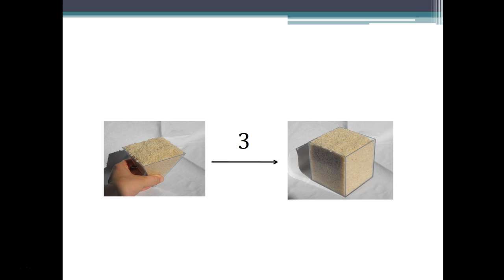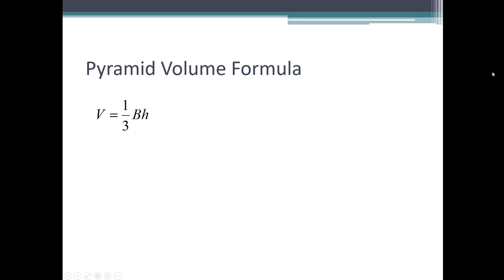So what can I say then about the pyramid's volume related to the prism's volume? Well, if it takes 3 pyramids to fill the prism, then that means the pyramid is 1/3 of the volume of the prism. So the formula then is a snap. All you got to do is use the formula for prism, which was area of base times height, and do 1/3 of that, and you've got your pyramid. It's 1/3 times the area of the base of the pyramid times the straight up and down height of the pyramid. So there's your volume.